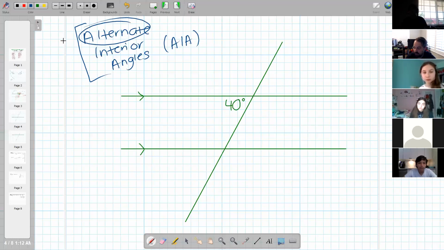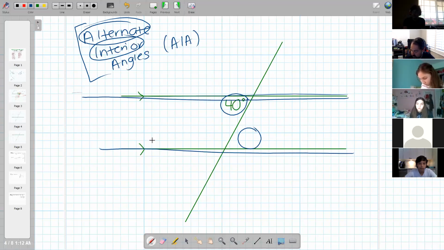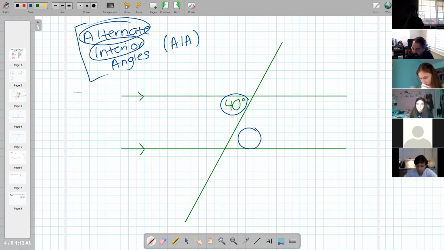Alternate means that one of the angles we're looking at is on the left-hand side of the transversal, and one of them is on the right-hand side of the transversal. It's on the alternate side of it, right? So one's on the left and one's on the right. Interior means that it's between the two parallel lines. So if these are my parallel lines right here, we're talking about stuff that's between those two lines. The two angles that are between those lines, but on opposite sides of our transversal, are always going to be the same.